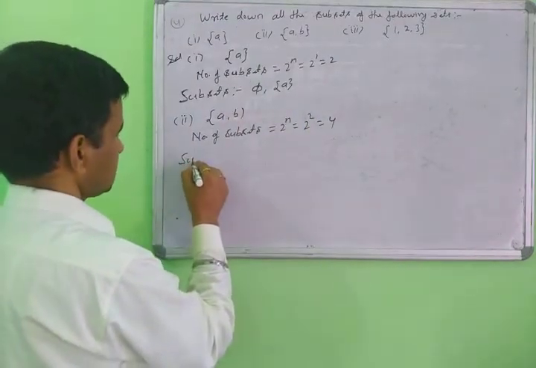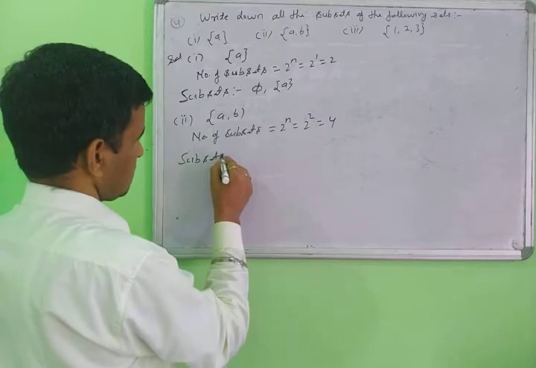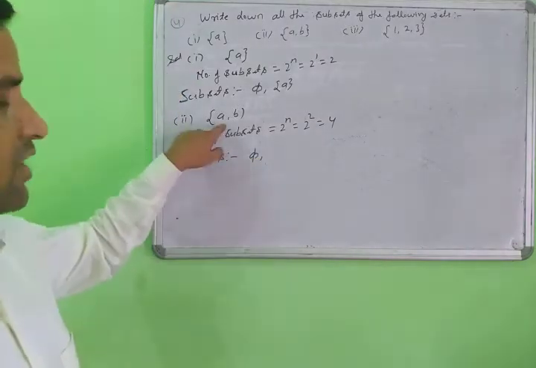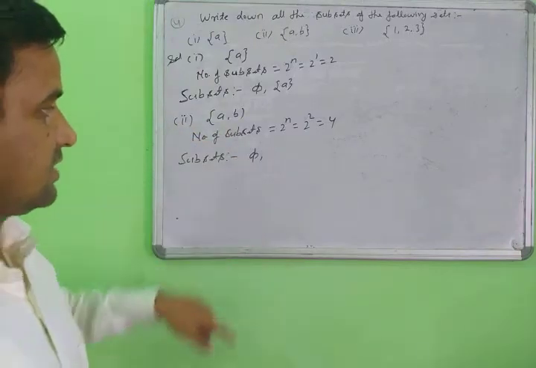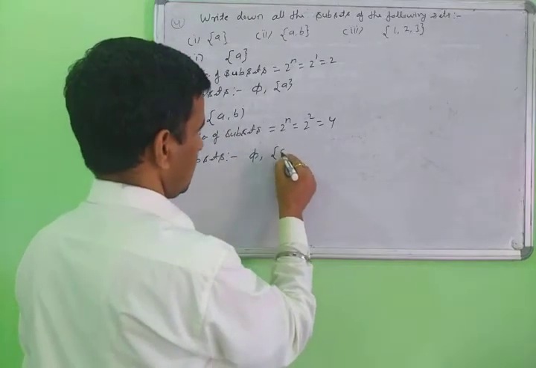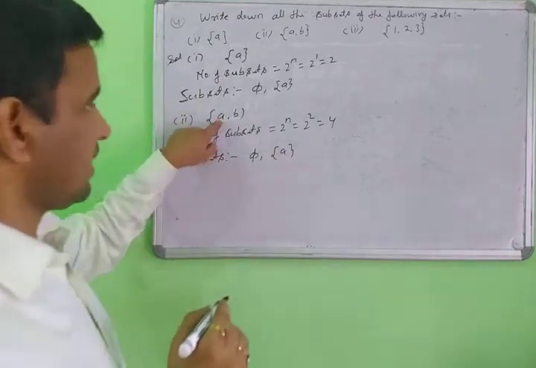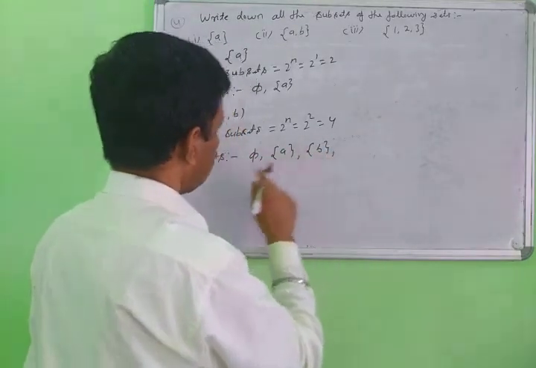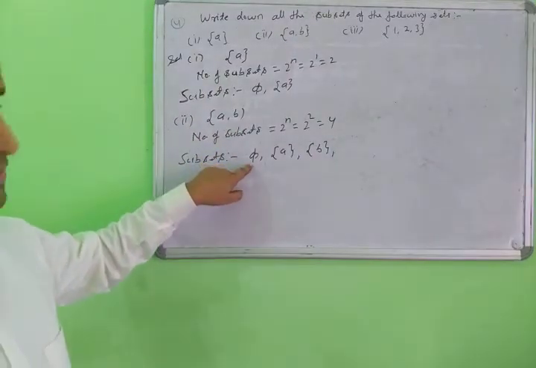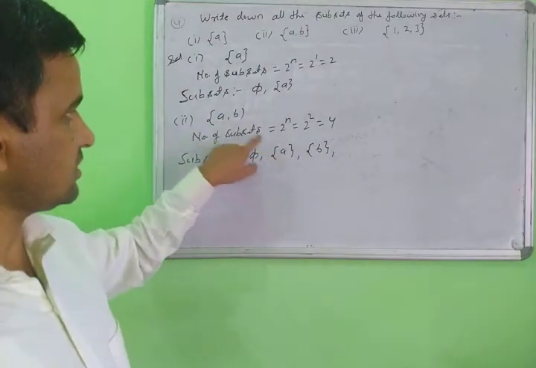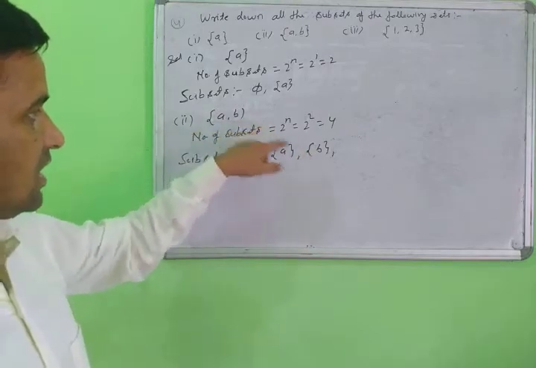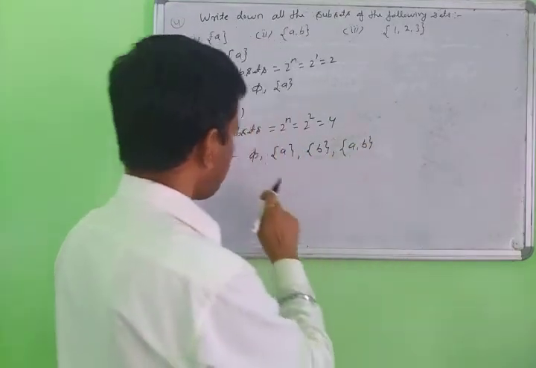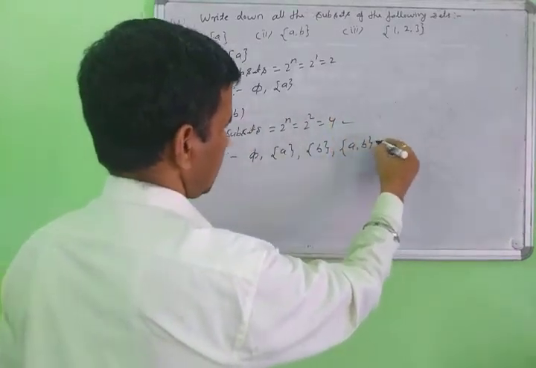The subsets. First subset, the empty set, because the empty set is a subset of every set. Second, the A element, the first element, then the B element, and last, the set itself. The total count is 1, 2, 3, 4. This is complete.